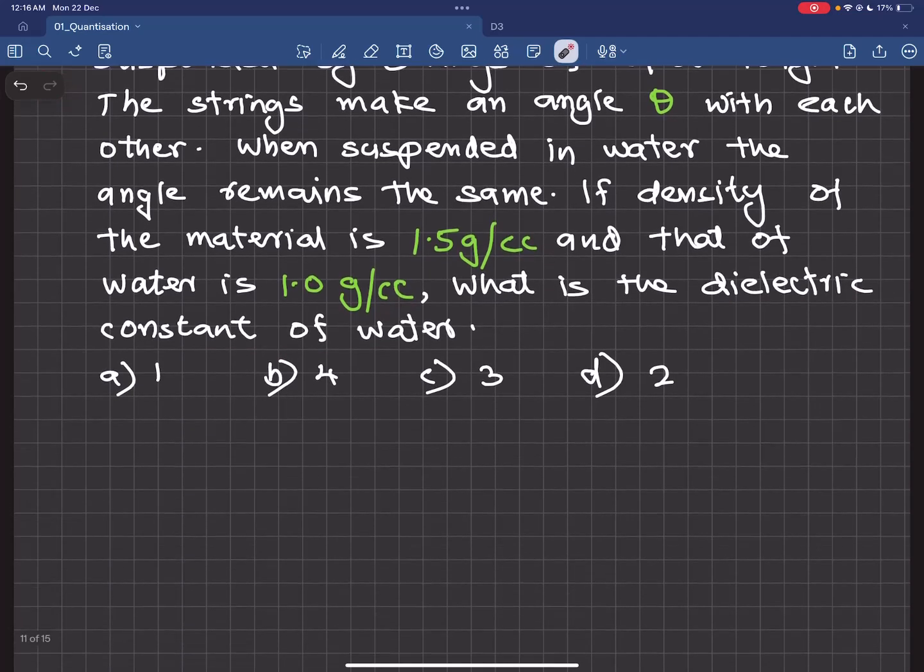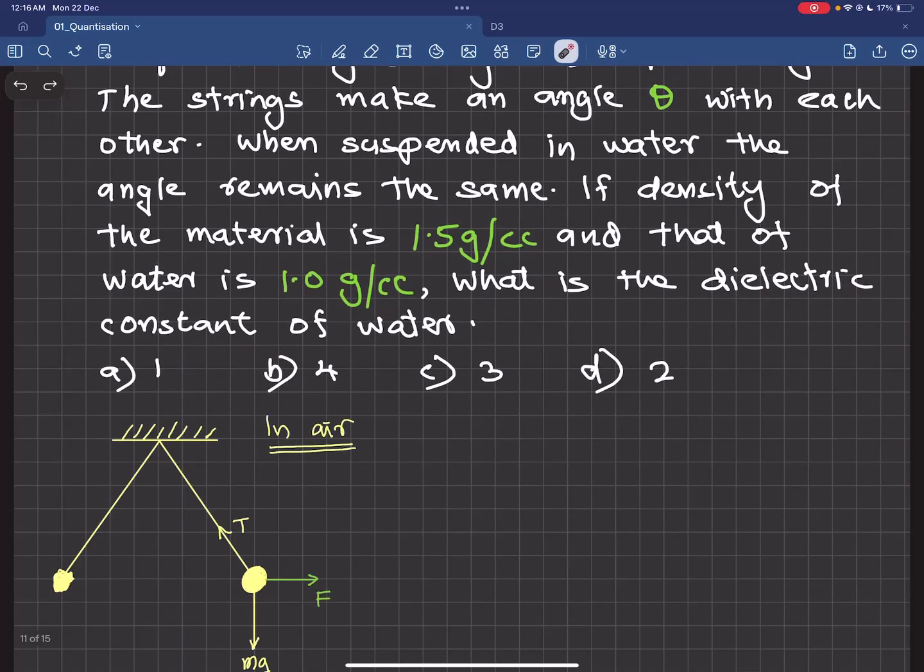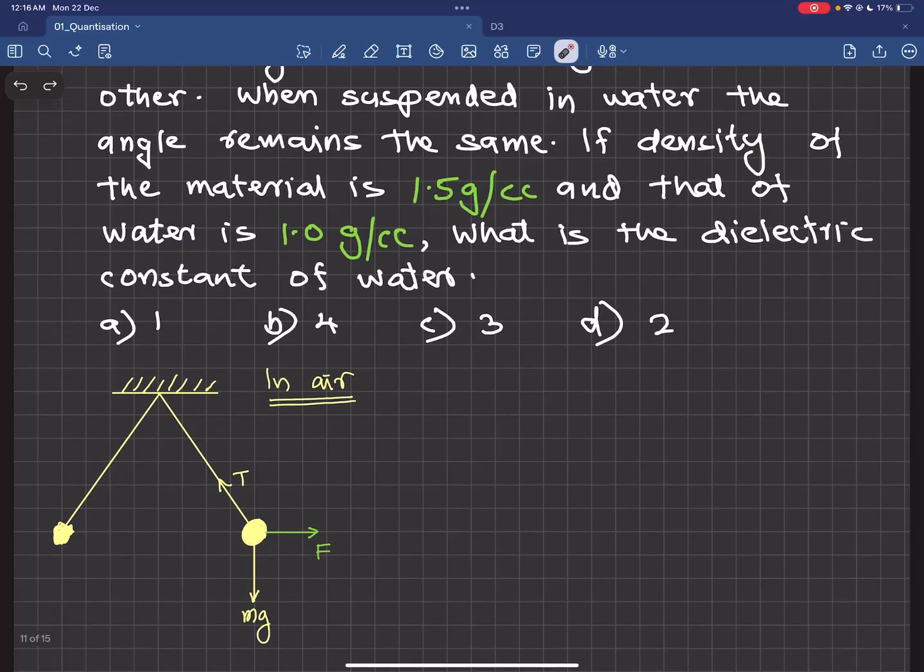For this, let's draw a picture. We call it a free body diagram. In this picture, you can see the two steel balls and the two threads. They repel each other with a force F. The steel ball experiences its weight mg in air and it experiences tension. It's given the angle between the two strings is theta.